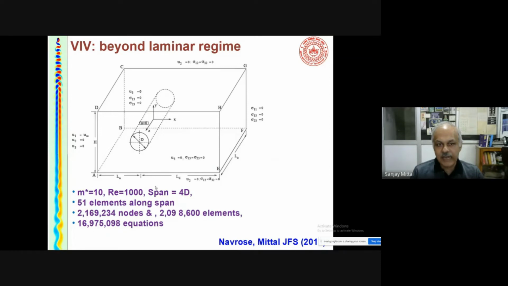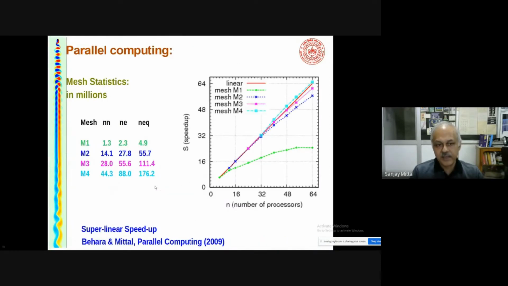And let's see what happens to this compared to a laminar regime. Of course, we would need a parallel cluster for this. This is a very old image, 2009. So we parallelize the code. On the x-axis is the number of processors, y-axis is the speed up. If you had a perfect linear speed up, you would get the straight line.